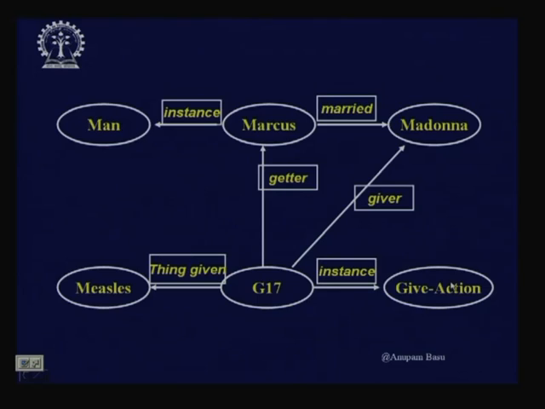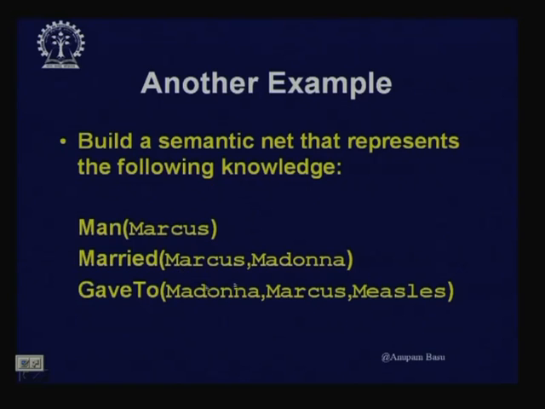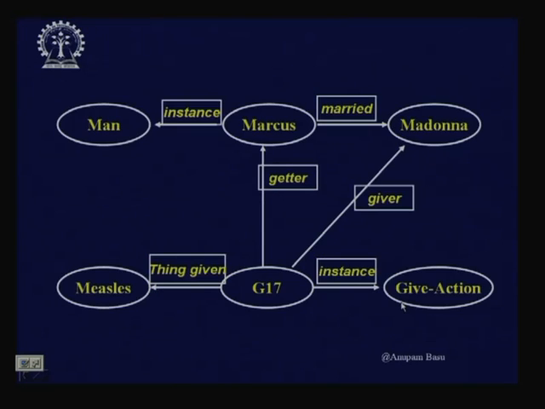Okay, Madonna also gave a book to Marcus. So I cannot just say all the give actions are connected to this. This is a particular give action. Now, this particular give action has what was given, the thing is measles. Of course, measles is a disease, but here we are simplifying it. And who gave, whenever there is a giving, who gave? Madonna gave. And who got? Marcus got. So, you see, now I can look at the earlier presentation here and understand many things from these three logical statements, and the same thing I can understand from this semantic net structure that I show over here.